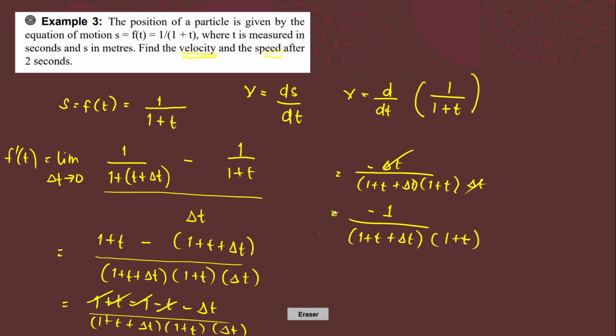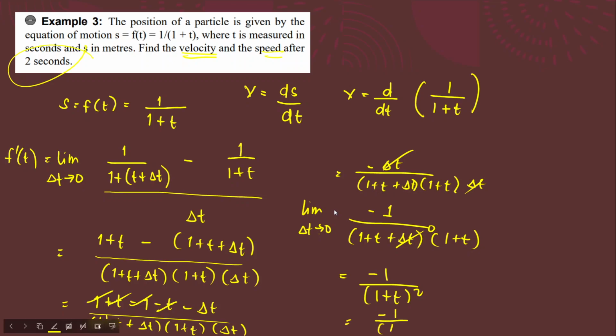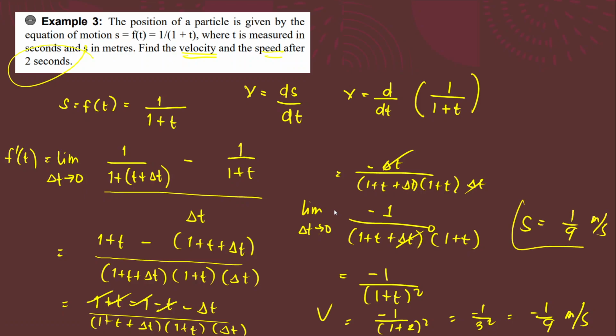Yung limit natin, hindi natin naisulat. Limit when delta t approaches 0. So, palitan natin to ng 0. Ang matitira dito is negative 1 over 1 plus t times 1 plus t. So, 1 plus t squared. Okay. Ang sabi niya, find the velocity and the speed after 2 seconds. Okay. 2 seconds. So, negative 1 over 1 plus 2 squared. This is negative 1 over 3 squared or negative 1 over 9 meter per second, kapag velocity may negative. Pero pag speed, 1 over 9 meter per second. Okay? So, this is our final answer.